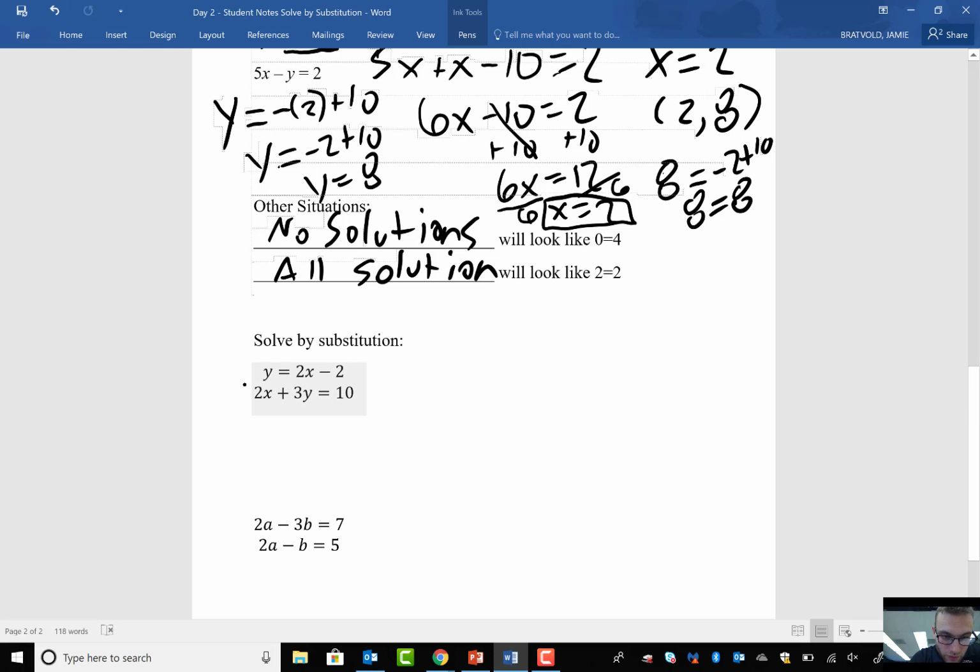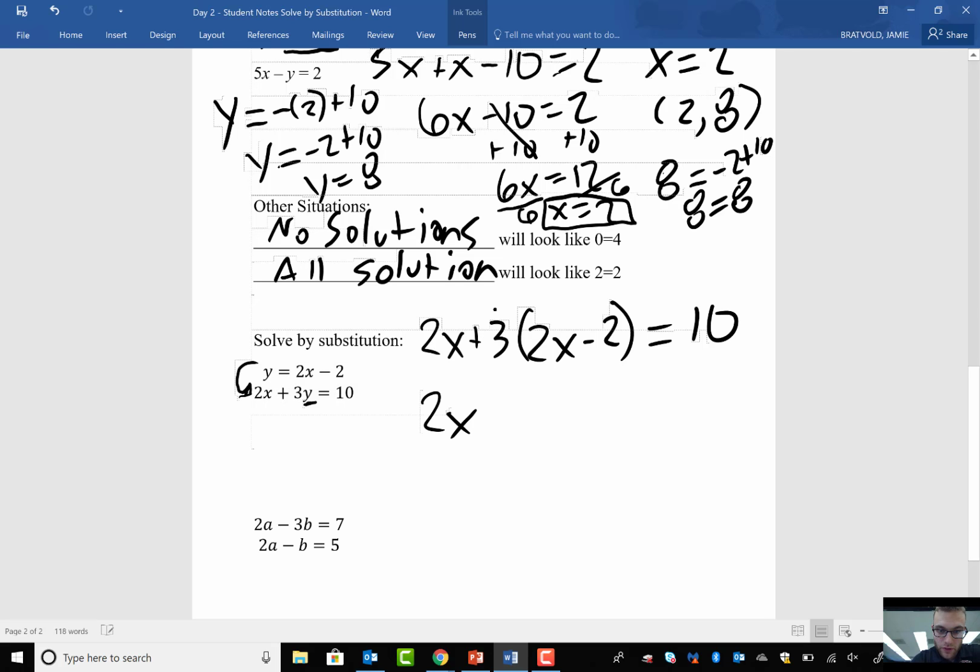Okay, so on this one it looks like we have y equals 2x minus 2. So since that's solved for, I'm going to plug that in for y on this one. So then we're going to have 2x plus 3, again, remember, put it in parentheses, 2x minus 2, okay, equals 10. So I just took my y and I plugged it in right there.